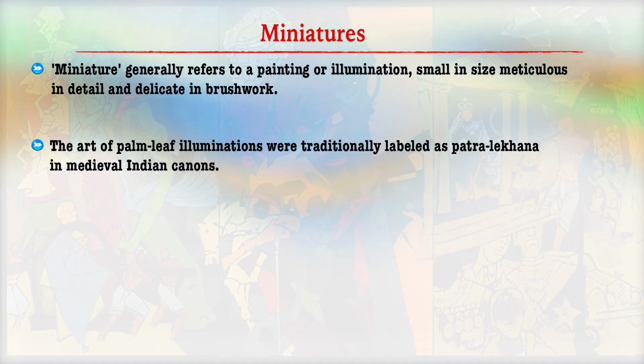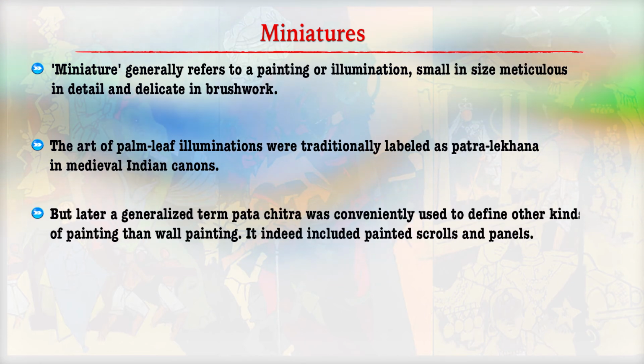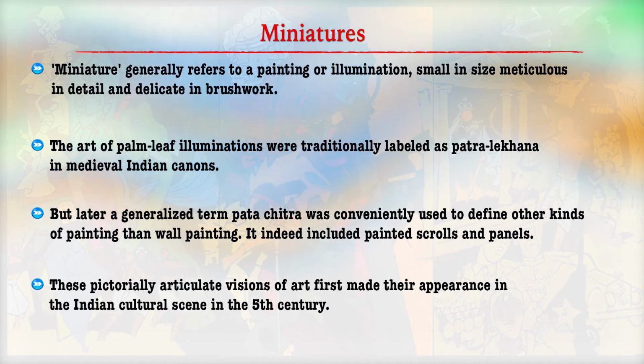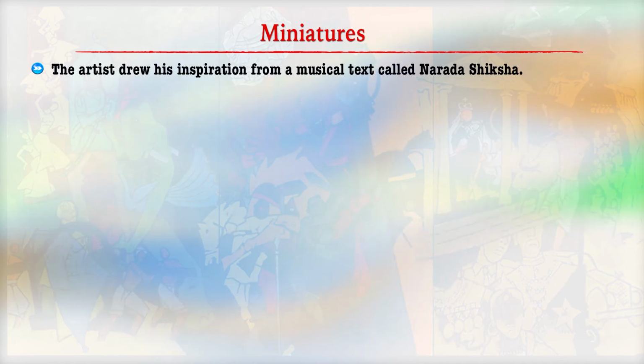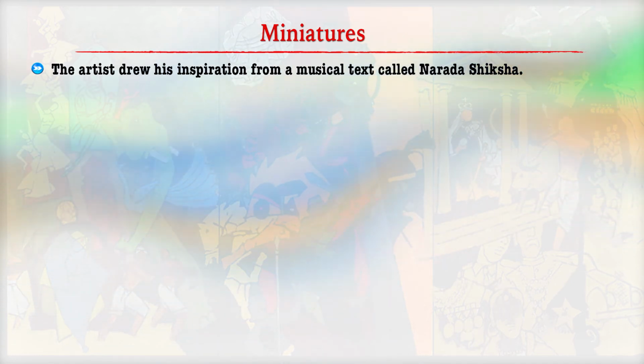The art of palm leaf illuminations was traditionally labeled as patra lekhan in medieval Indian text, but later the generalized term patra chitra was conveniently used to define other kinds of paintings rather than the wall paintings. This also included painting panels. These pictorial articulate versions of art first made their appearance in the Indian cultural scene in the 5th century. The artist drew his inspiration from a musical text called Narada Shikha.